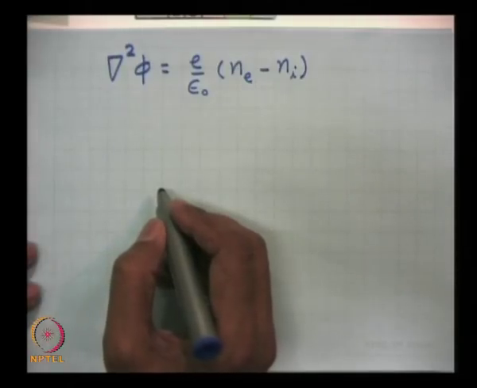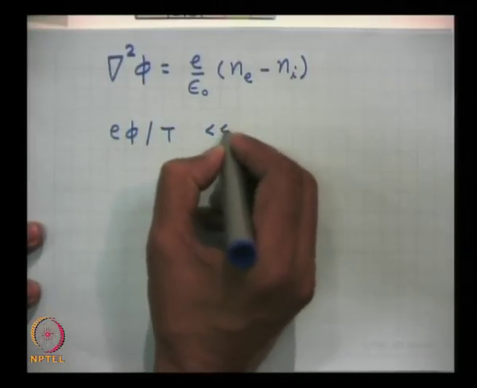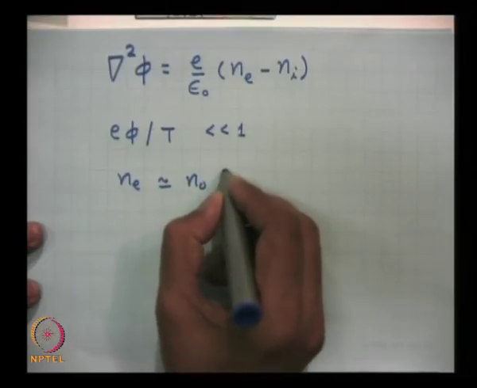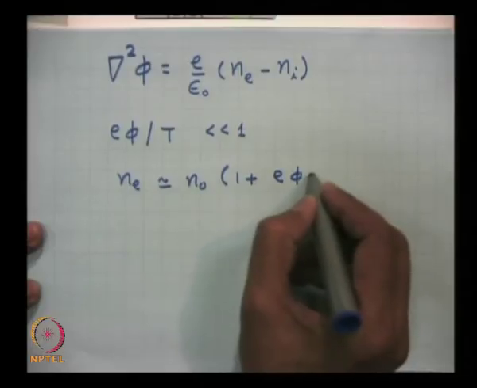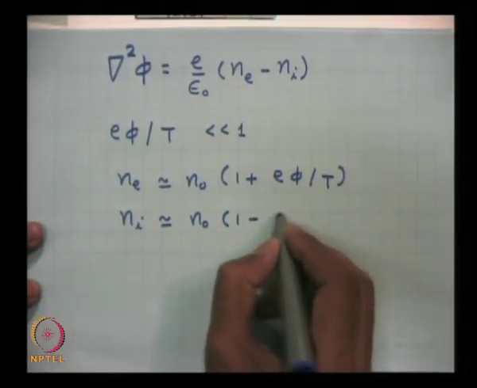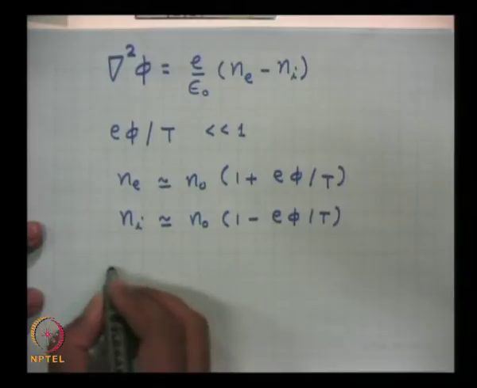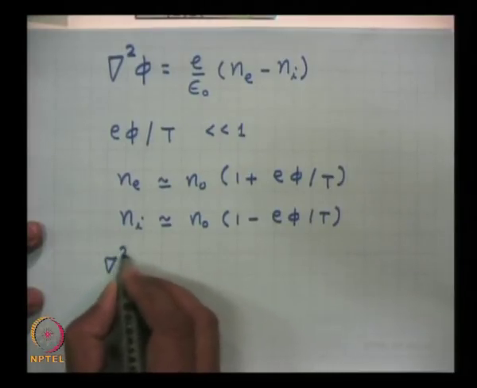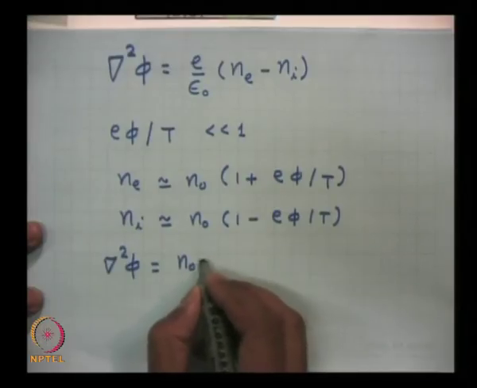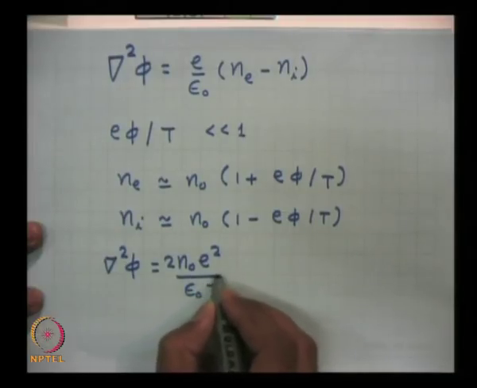If I substitute the expressions for nE and nI in the limit that E phi upon T is much less than 1, in that case nE becomes of the order of n0 times (1 plus E phi upon T), and nI becomes of the order of n0 times (1 minus E phi upon T). Substituting these expressions in this equation, you obtain del square phi is equal to n0 E square times 2 upon epsilon 0 T times phi.